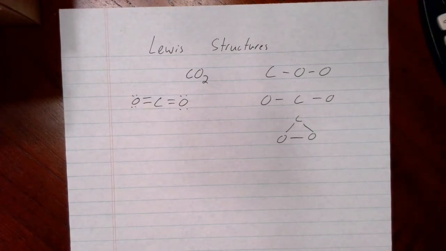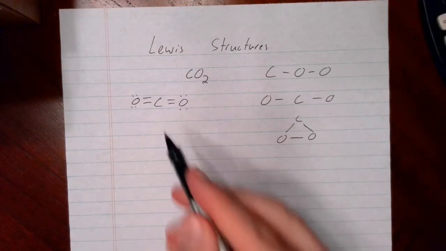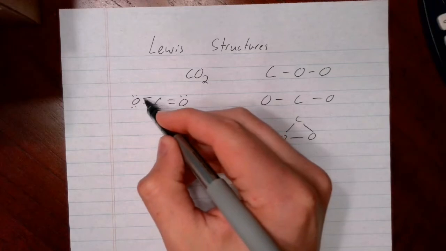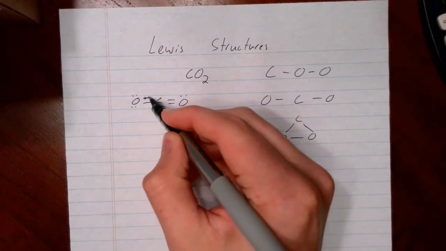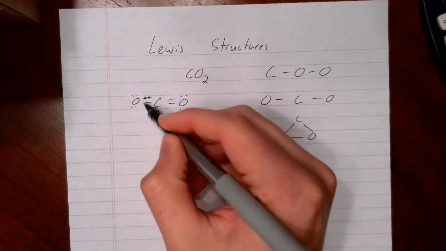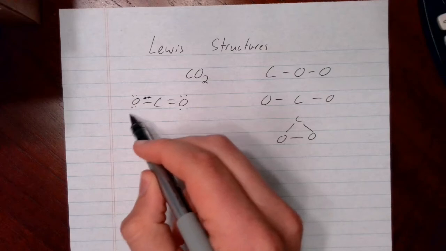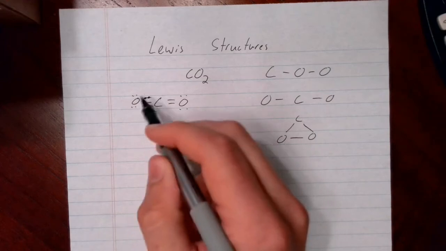So just a couple of notes before we start going through the steps and rules for writing Lewis structures. Each one of these bonds contains two electrons. What I drew right here is a double bond. So there are two bonds between carbon and oxygen here. This carbon atom and this oxygen atom are sharing 4 electrons.